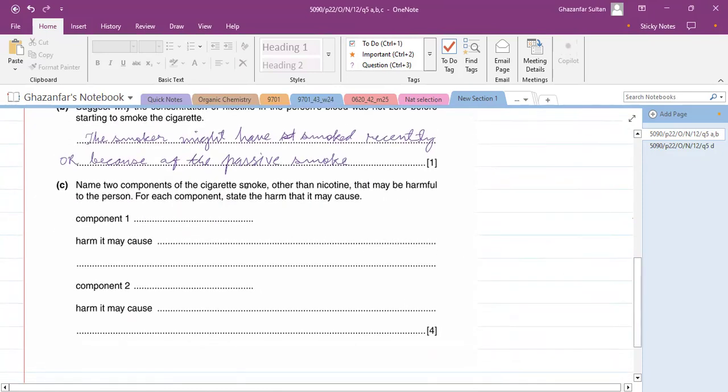Name two components of the cigarette smoke other than nicotine. They have discussed nicotine, now two other components that may be harmful to the person. For each component, state the harm that it may cause. Okay. So what are the two other substances? One of them is carbon monoxide.